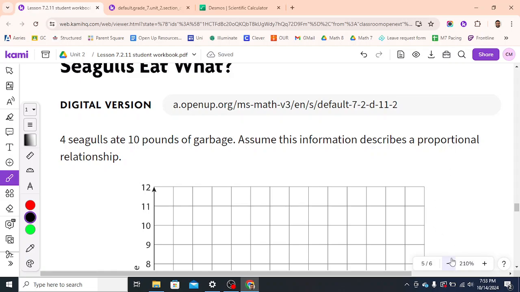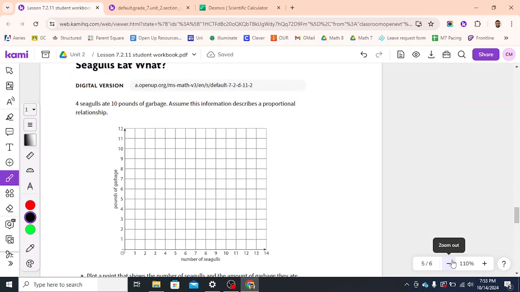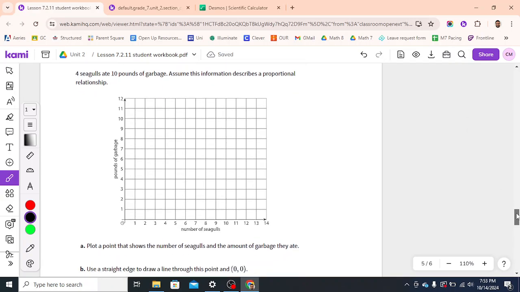All right, so let's do just a little bit on this one, and then if there's any time left in class, you're going to try a little bit of the practice problems. All right, 4 seagulls ate 10 pounds of garbage. Ooh, gross.